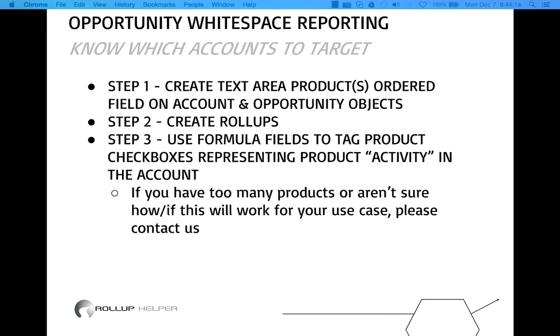So I'm going to go ahead and show you how we can roll up opportunity product information up to the opportunity and then eventually up to the account using a text rollup in Rollup Helper. So really it's a three-step process. You'll need to create a text area field. We're going to call it products ordered. You'll need a field on the account page or the account object as well as the opportunity object. Once you have those destination or target fields defined, you can then set rollups to automatically populate those fields.